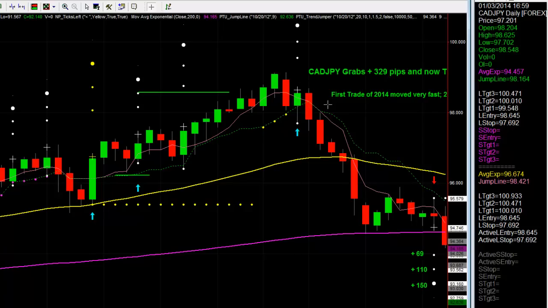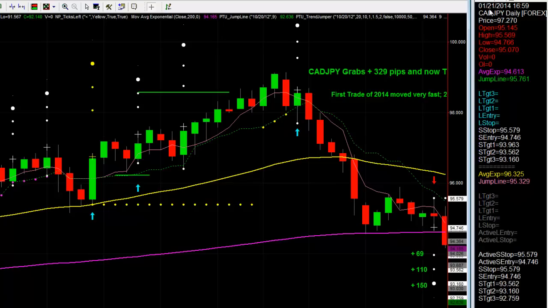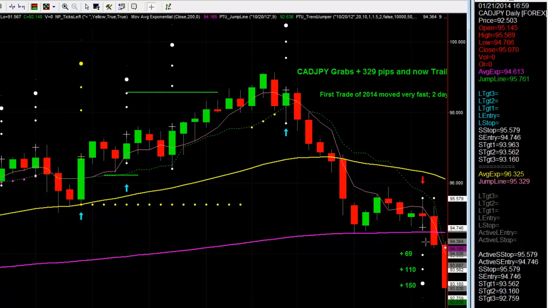The first trade came here on the 21st of January. And I explain this in great detail in the training. So this trade gets short at 94.74. I make my typical adjustments, and it actually gets short at 94.68. And it comes down, and you can see that within 2 days, it's hitting all three of its targets. And that's over 329 pips.